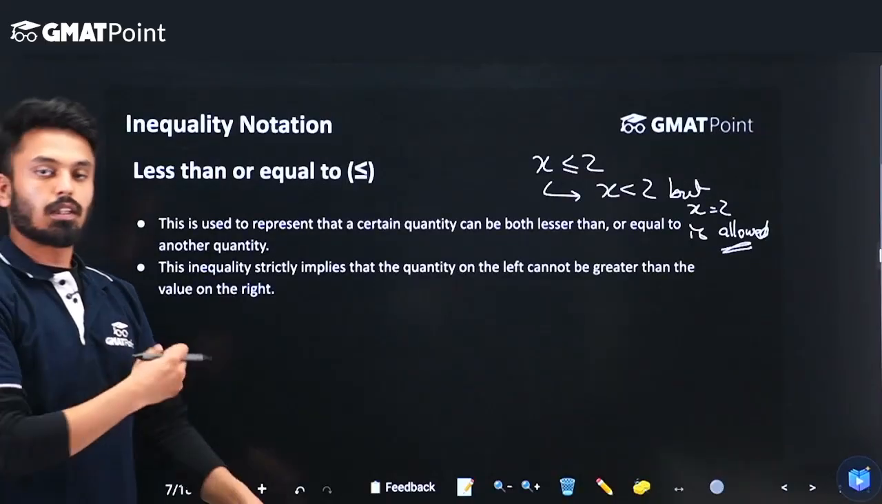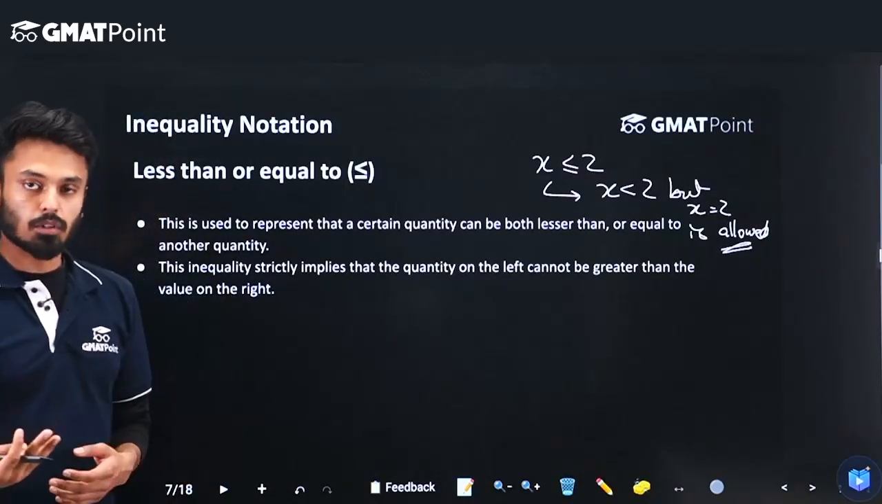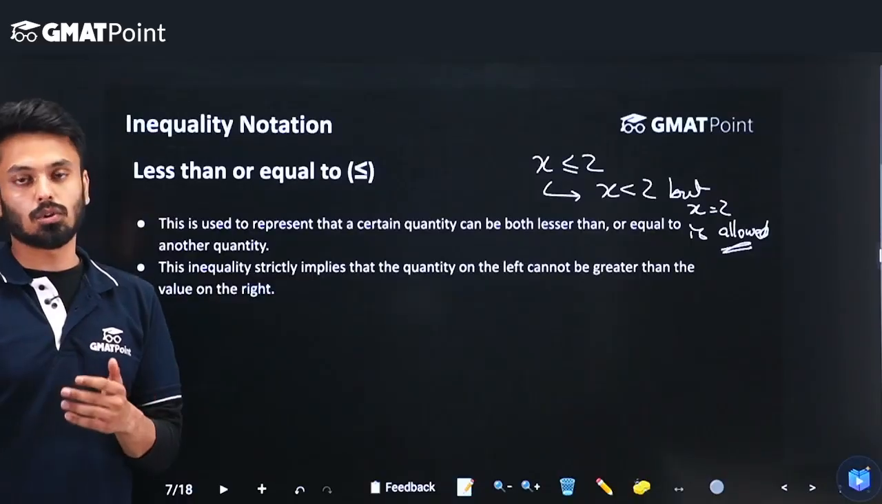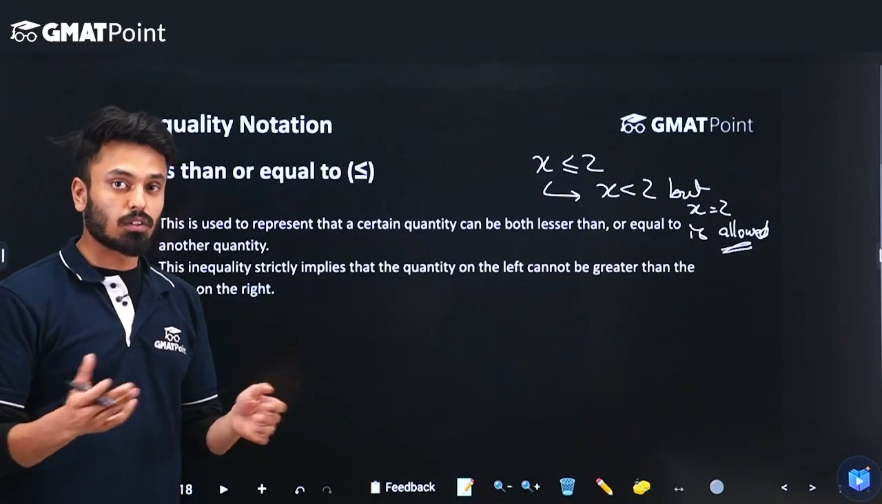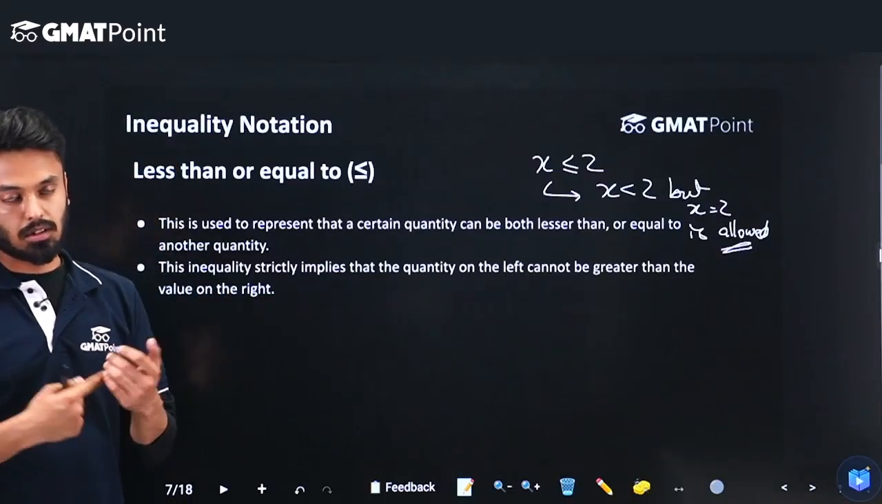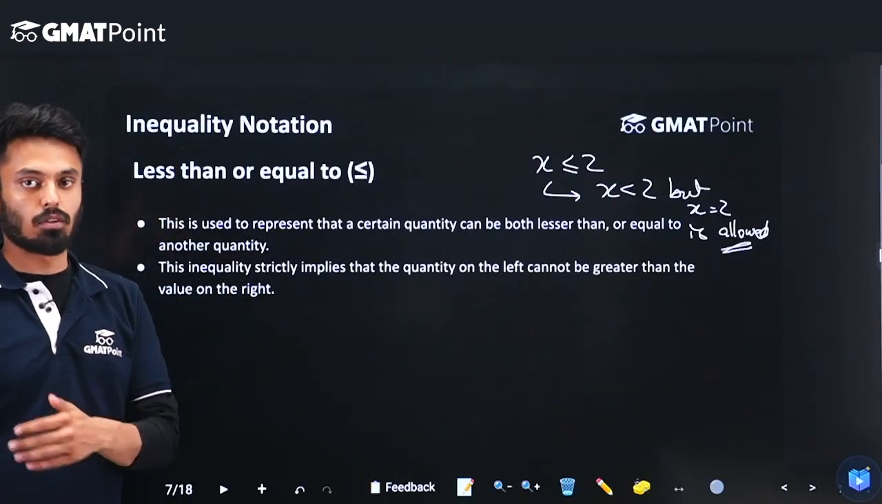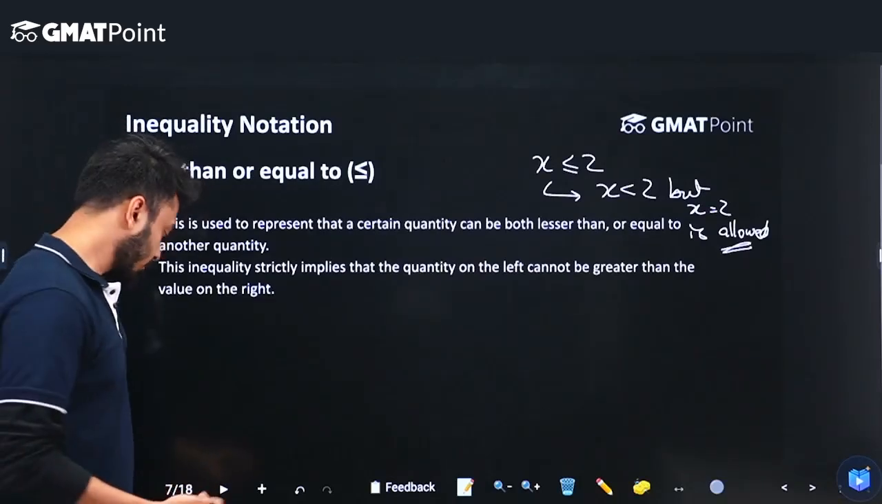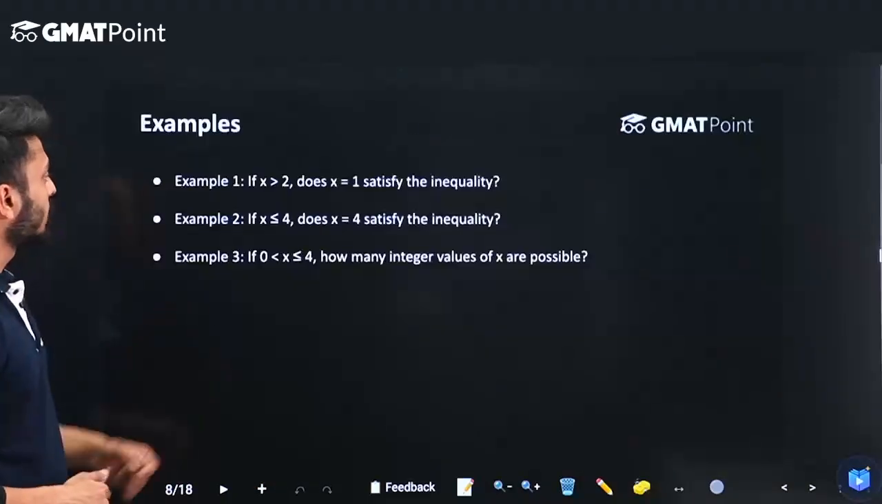So we can see that in the four types of inequalities, two are just the mirror of each other, and then the remaining two are also just the mirror of each other. And even within those sets, the difference is minor. In one case, in the equal to case, the value on the right is actually one of the allowed values, and in the other case, it's not. Let's move on. Let's look at some examples now.